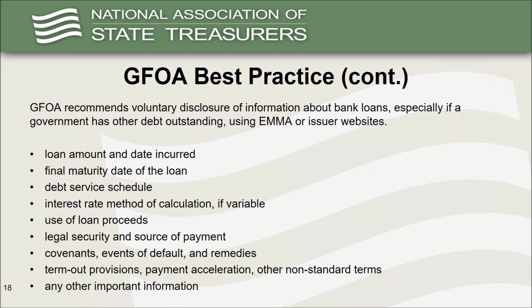So they recommend particular information be disclosed, whether or not you choose to use this to create a summary that includes this information or whether you attach the entire document. First, the loan amount and the date incurred, final maturity date of the loan, the debt service schedule, the interest rate method of calculation if the debt is variable, use of loan proceeds, legal security and source of payment, covenants, events of default, and remedies. As Renee just indicated, those are things that other investors will be particularly looking for. Also, they'll be looking for term out provisions, payment acceleration, and other non-standard terms, and any other important information.